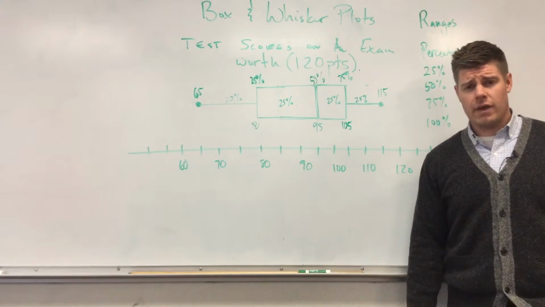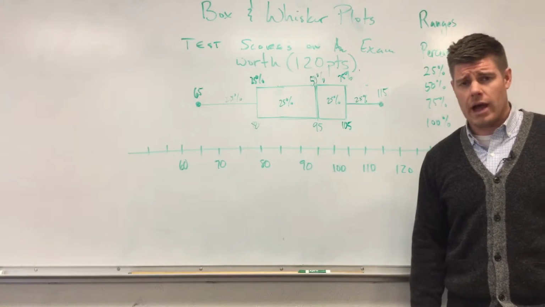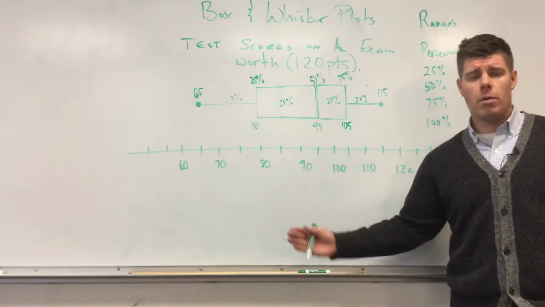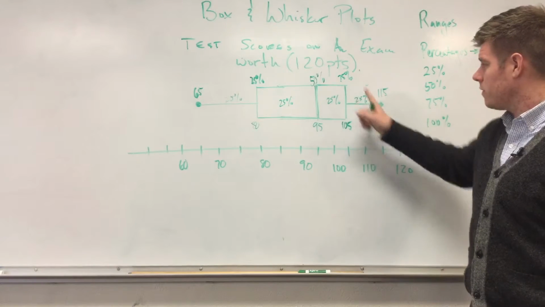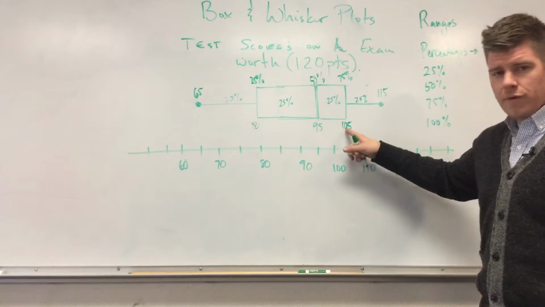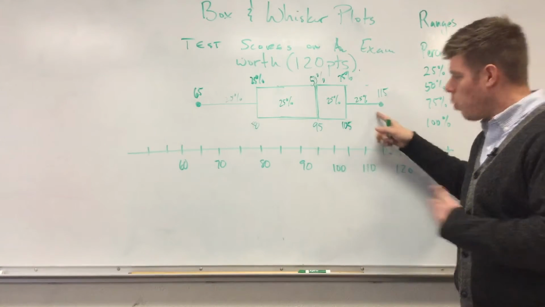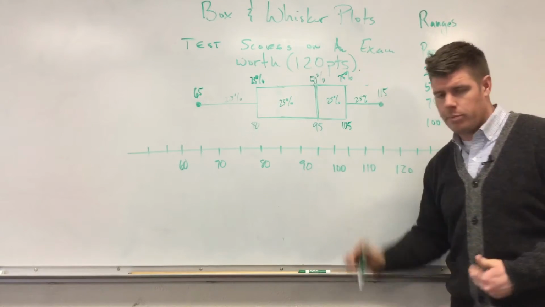Now, I could also say, did at least a quarter of my class, 25%, score above a 105? The answer to that is yes. Well, if that's 75%, that's 25. 105 is the 75%, so 25% scored 105 or above.